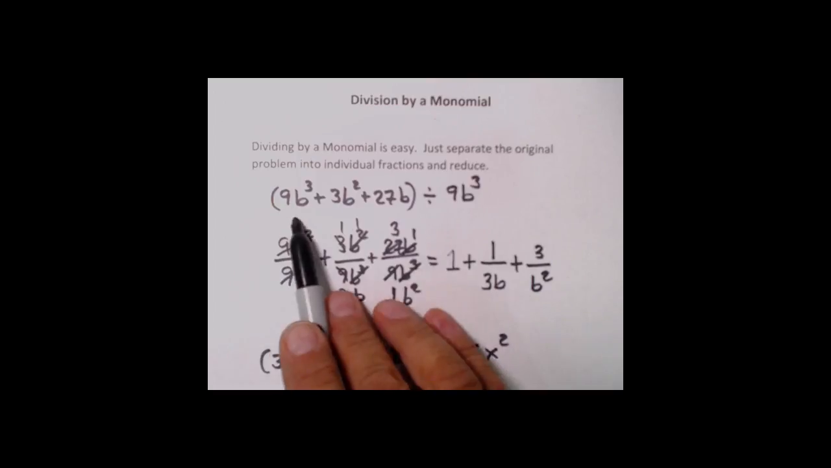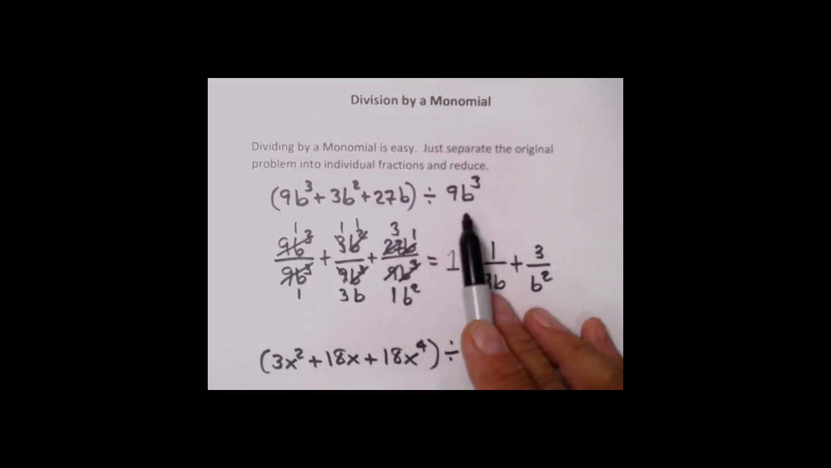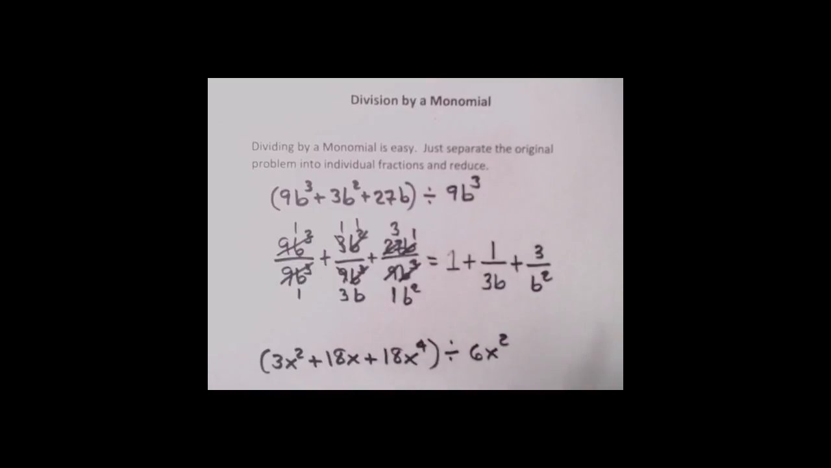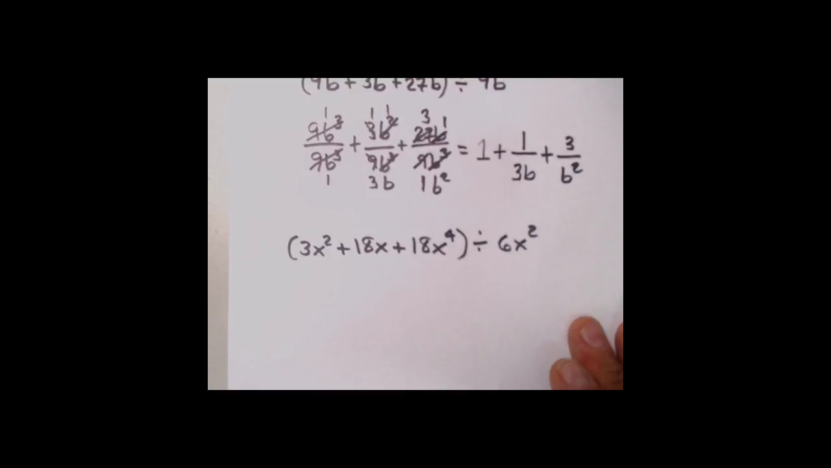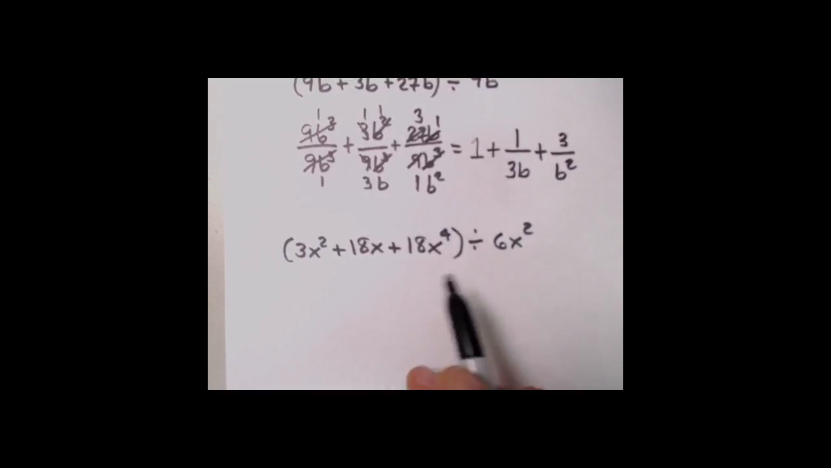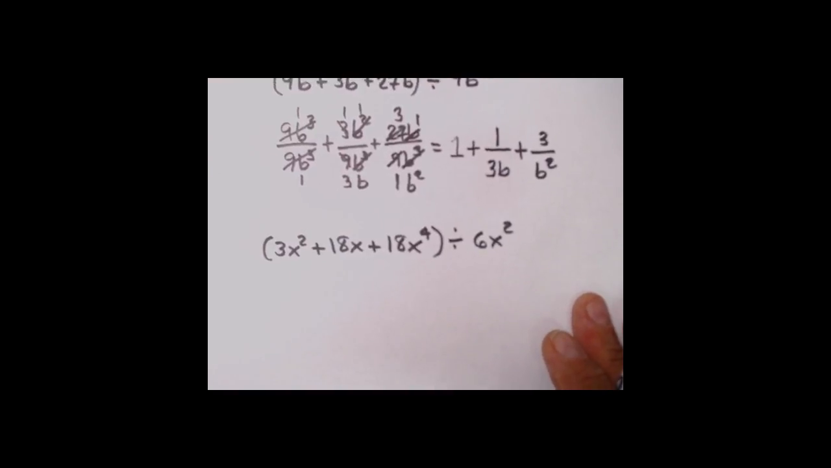Again, just take the original problem, split it up into separate fractions, each one divided by our divisor here, the 9b cubed, and simply reduce. Okay, well, let's do it once more down here. Same idea going on. This one also happens to have 3 terms, so that means we'll be splitting it up into 3 fractions as well here.